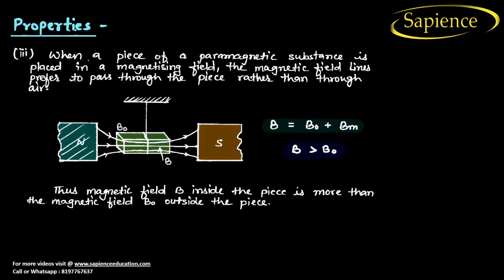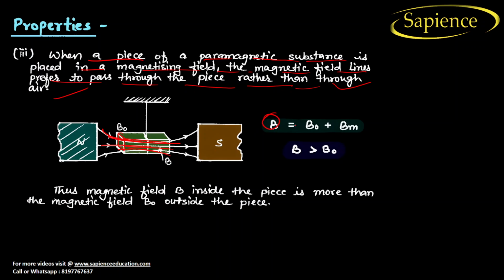Now, third property: when a piece of a paramagnetic substance is placed in a magnetizing field, the magnetic field lines prefer to pass through the piece rather than through air. Why? Because it supports the magnetic field, as you know this type of material will. So what will happen? It will try to align itself. No repulsion will happen; it will be attraction.